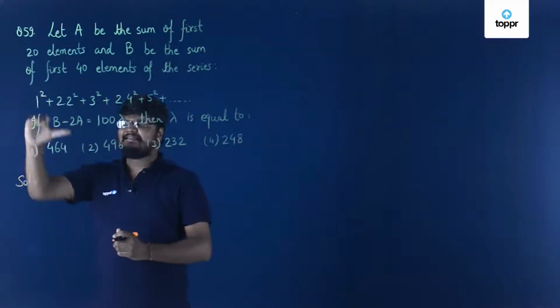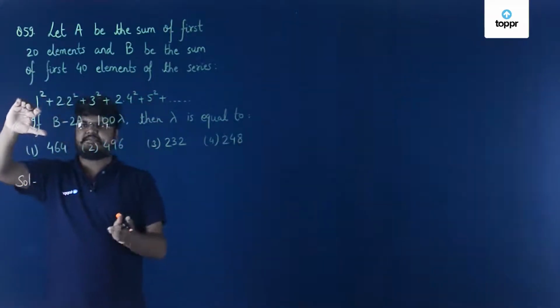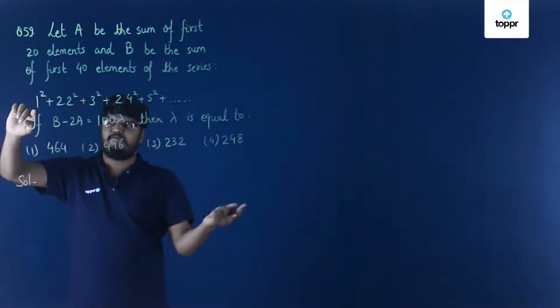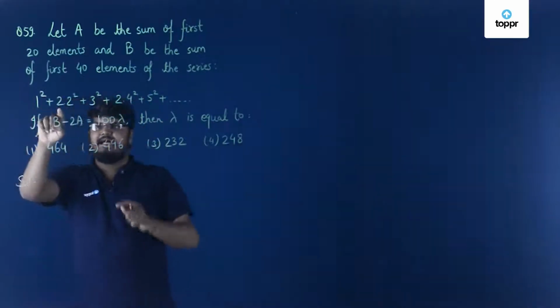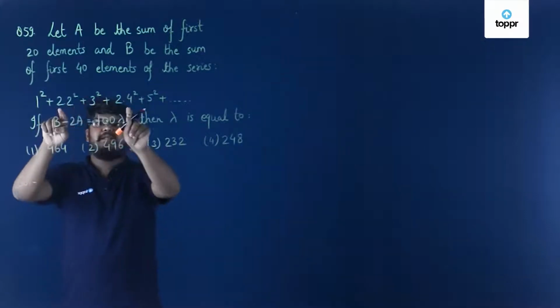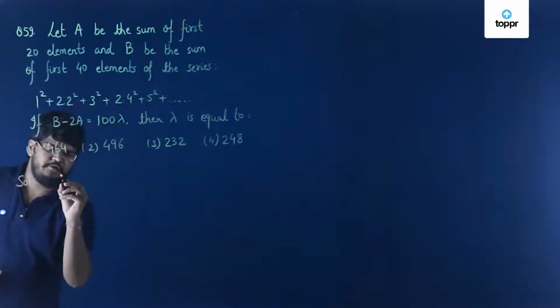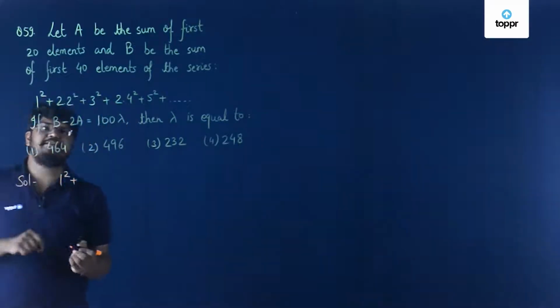Over here you can see that this series actually consists of two things. It has the sum of the squares of all odd natural numbers, and then it has even natural numbers square, but a 2 is multiplied to it. So what I'm going to do, I'm going to write it like this. It will be 1 square.